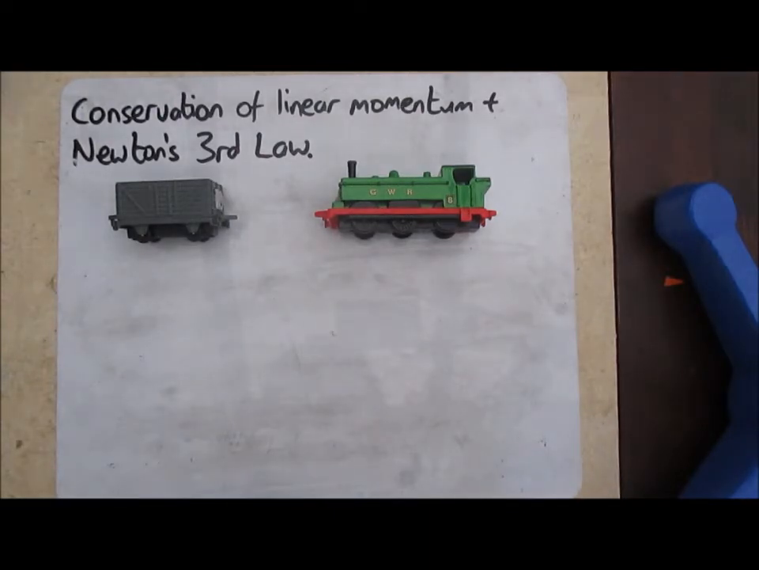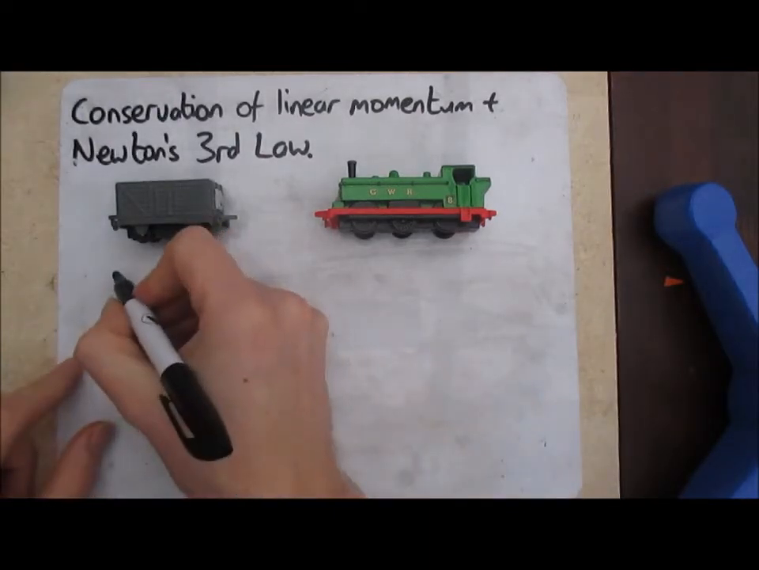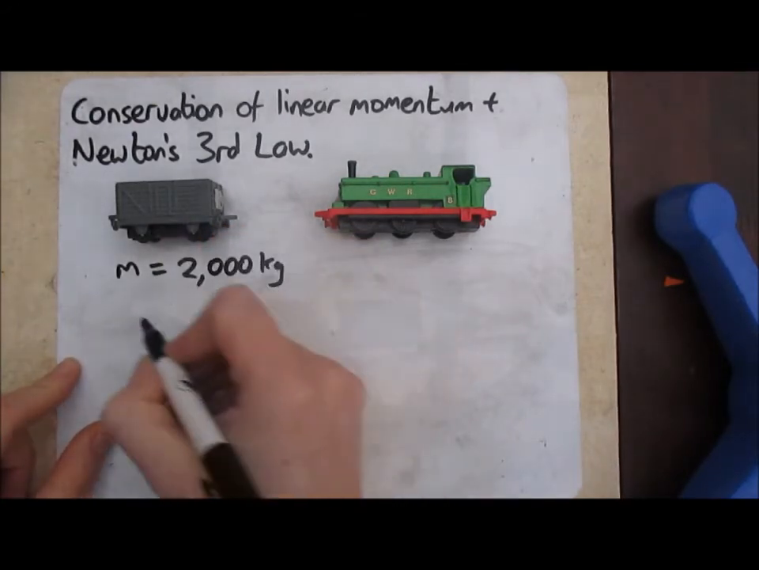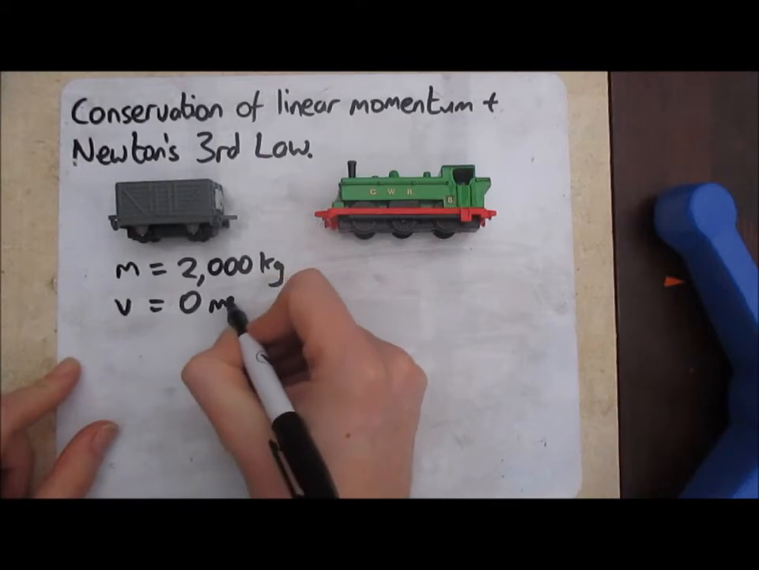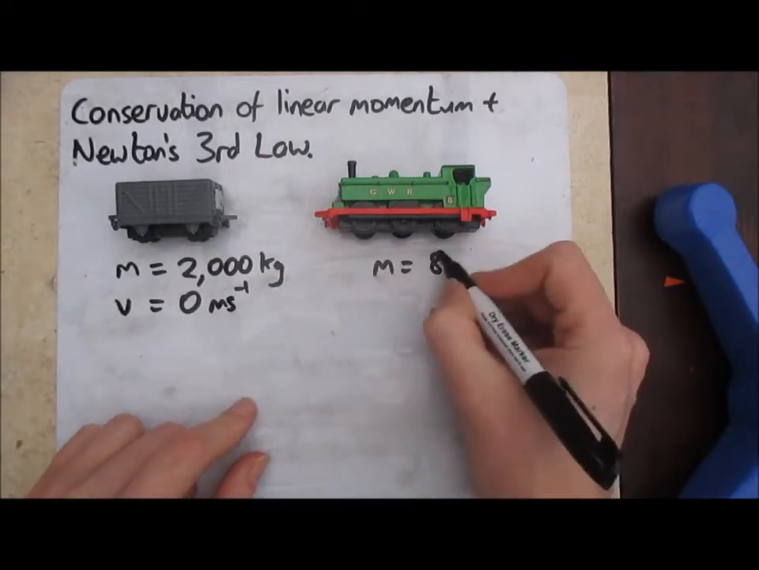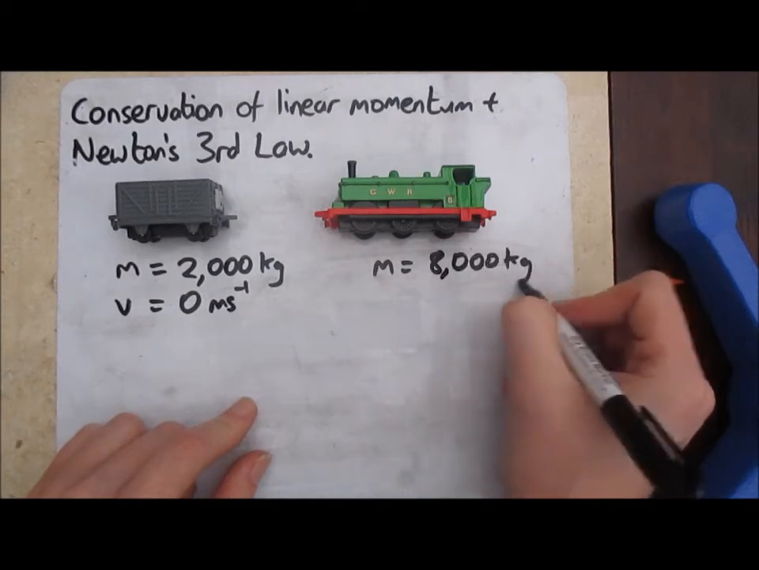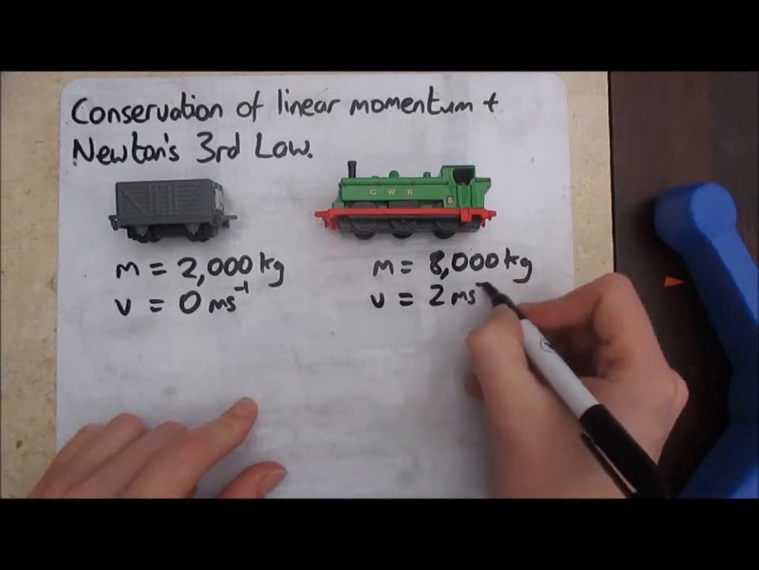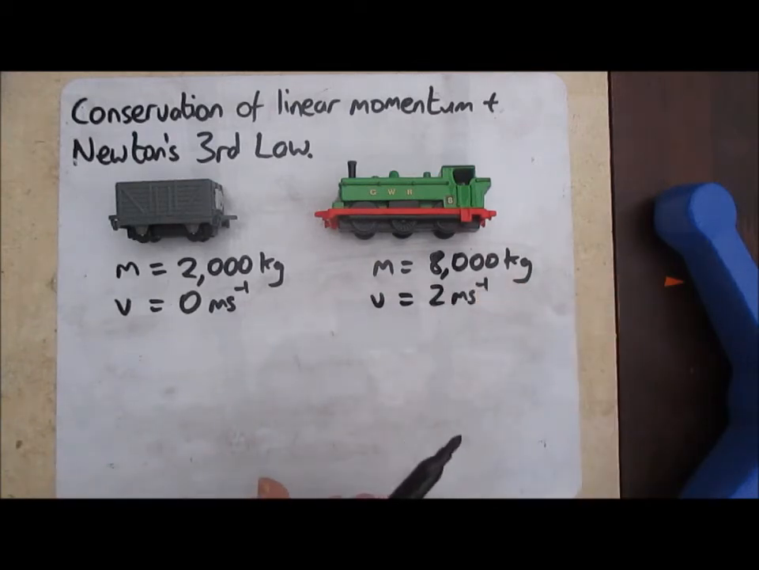So we'll have a look at a worked example of this, where we have a truck of mass, say, 2,000 kilograms, which was originally stationary, shunted by Duck with a mass of, let's say, 8,000 kilograms and a speed of perhaps just 2 meters per second, coming in nice and slowly. Let's say they join together and move off together after the collision, and we'll work out the speed that they then move off at.